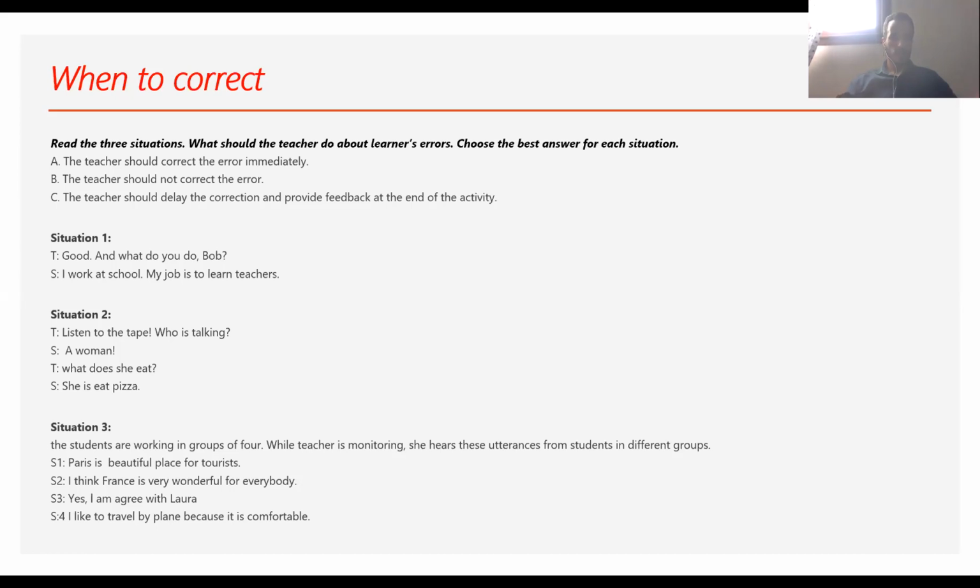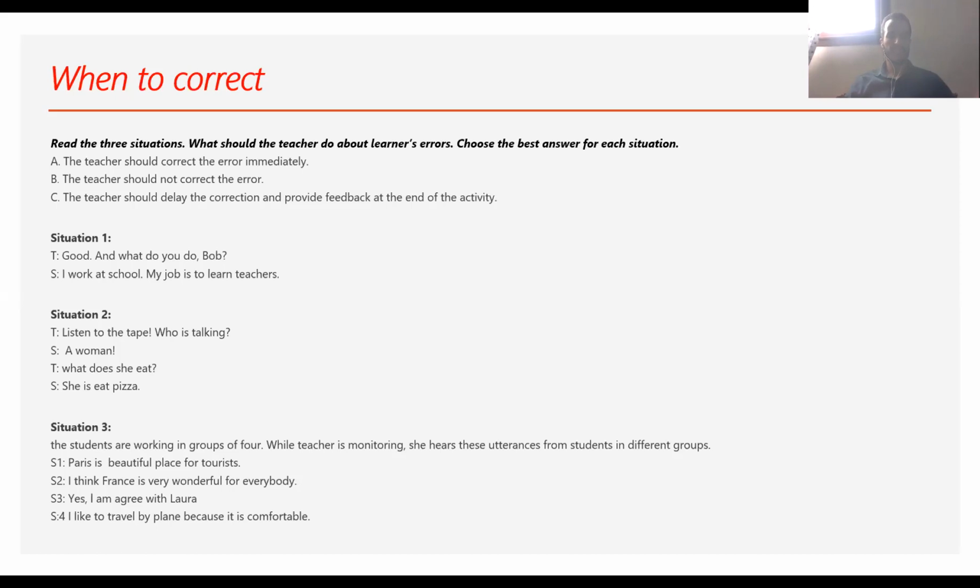So what's the mistake for student number one? Article. "Is a beautiful place." A beautiful. So this is a minor mistake. There is no lack of communication. Very good. Number two, "I think France is very wonderful for everybody."